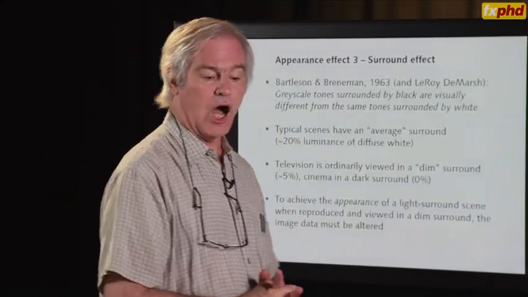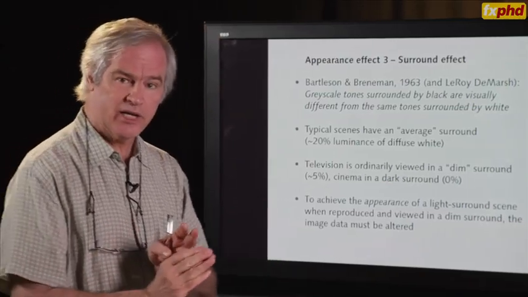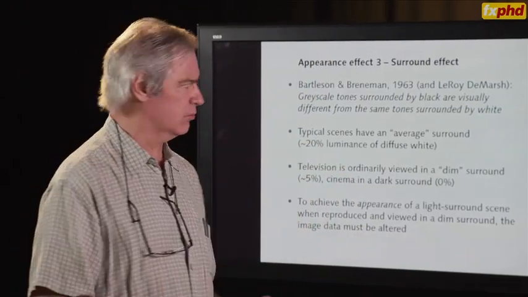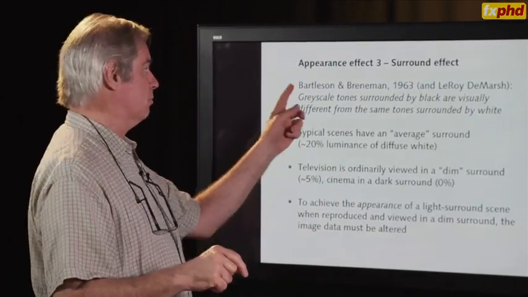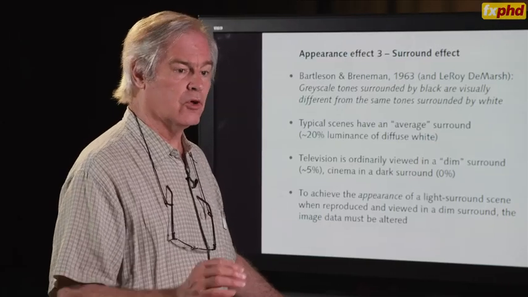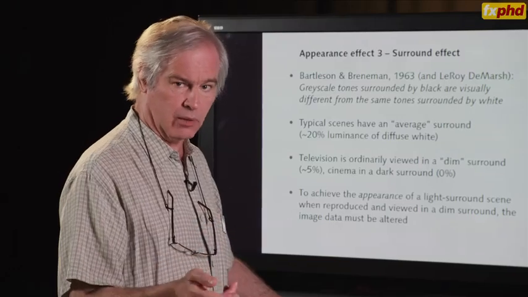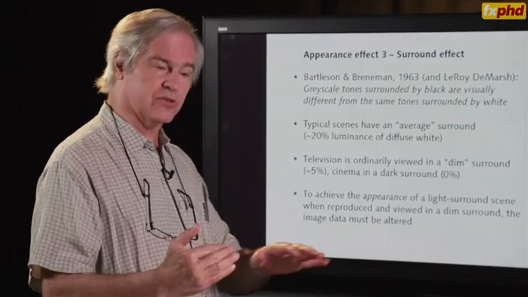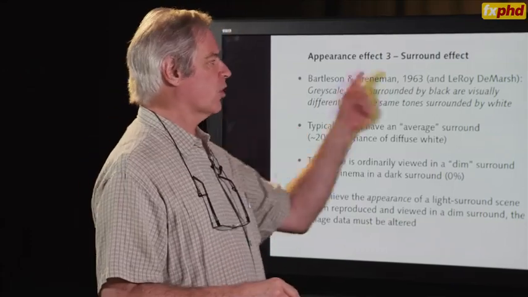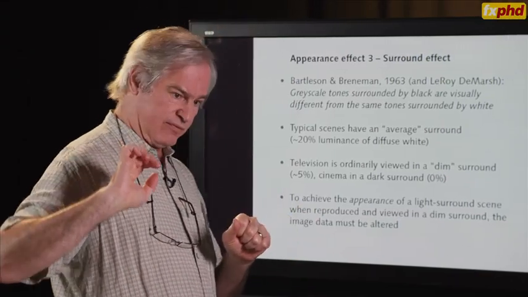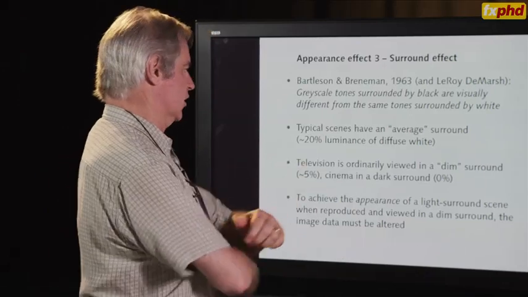Now, appearance effect number 3, I call the surround effect. It doesn't have a person's name like the first two, although you could, if you wish, call it the Bartleson-Brenneman effect. These were two researchers at Kodak in the 50s and 60s who wrote many papers about visual phenomena in their terms associated with photography and also extending into cinema, although Leroy Demarche, another Kodak researcher, pushed that work further into cinema and then into television.